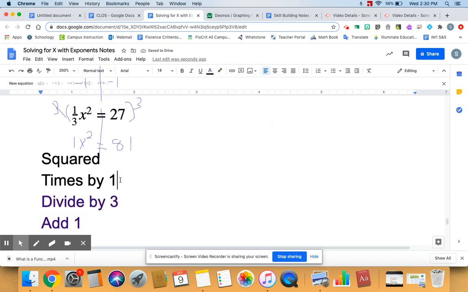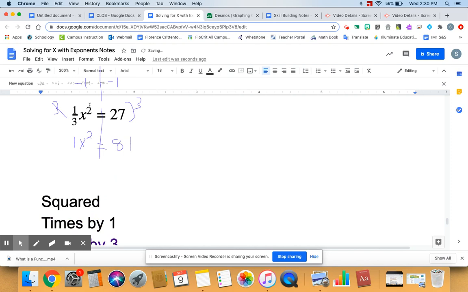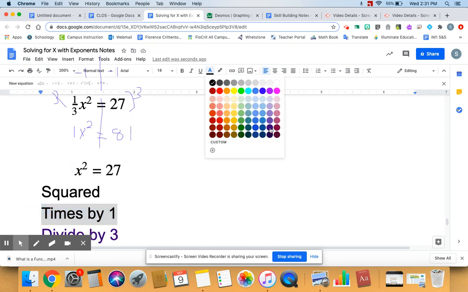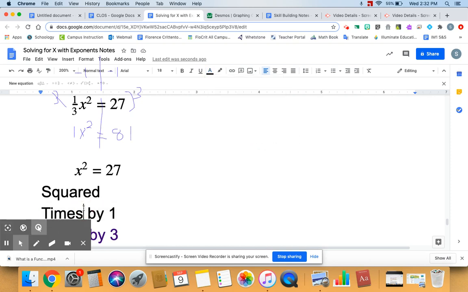Here's the thing about the times by 1. Anything times 1 is just itself. So 1x squared is just x squared. Here's the thing about the whole times by 1 part. When you multiply by 1, since 1 is the identity for multiplication, it doesn't change anything. 1x squared is just x squared. So because it's a 1, I don't actually have to get rid of it. Like this isn't a step I have to reverse. Because the reverse of multiplying by 1, here I should have wrote multiplying.